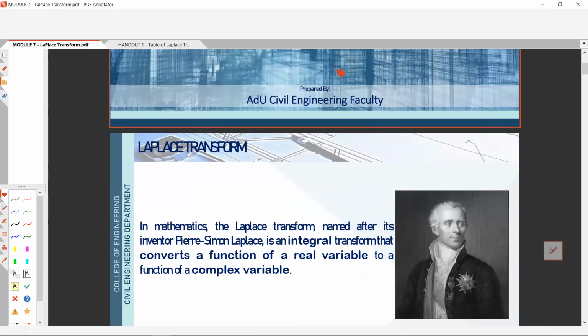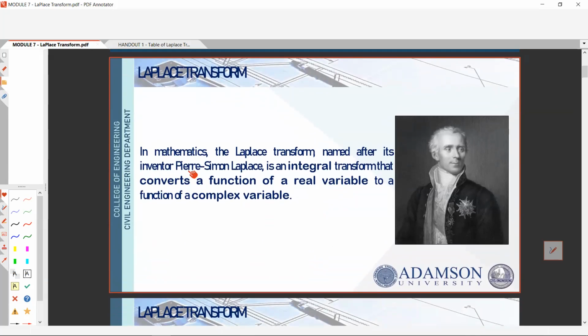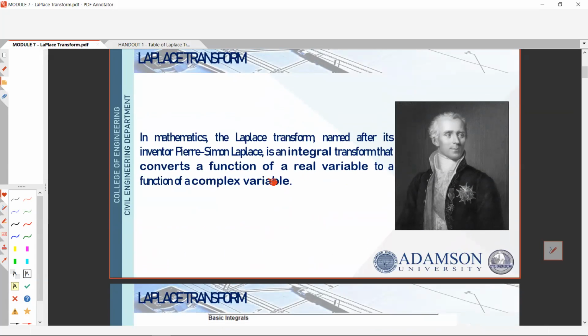Sige. So, in mathematics, yung Laplace transform is named for its inventor, si Simon Laplace. So, it is an integral transform that converts a function of a real variable to a function of a complex variable. Okay? So, ganun lang yung ginagawa ng Laplace transform.